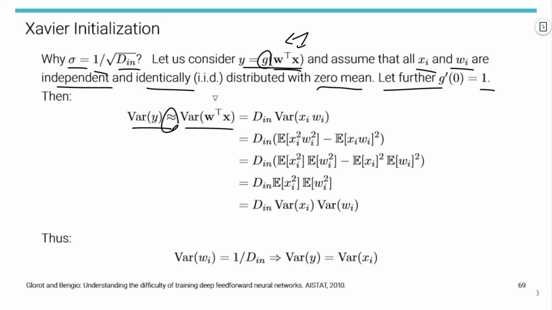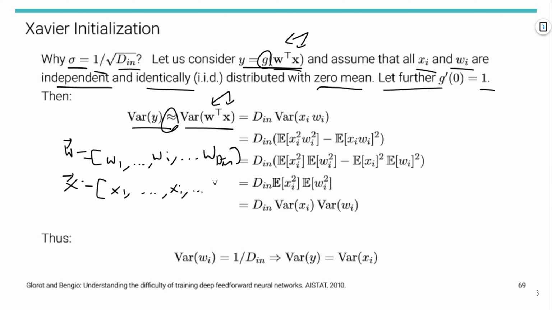Then, because the components of W look like this, and X looks like this, and because these components are independent, we can approximate that the variance of this value is d in times the variance of xi times wi, because we have d in elements.